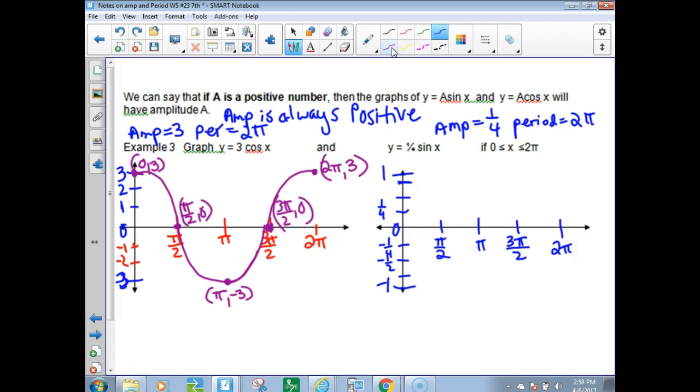Okay, now this is a sine wave. The sine at 0 is 0. The normal sine graph would go up at pi over 2 all the way to 1, but this one only goes up to 1/4. And then it goes back to 0, to negative 1/4, and back to 0 at 2 pi. So it's really flat, but it's still a curve. Make sure it's curving. Make sure your parabolas are curved. They were not V's. That was your absolute value graphs.